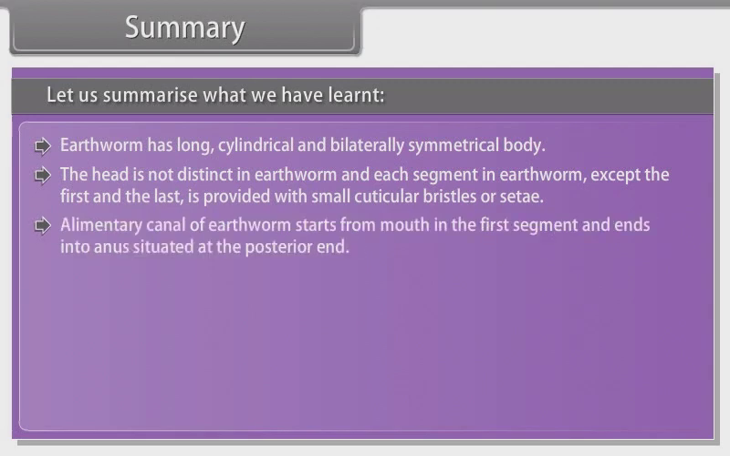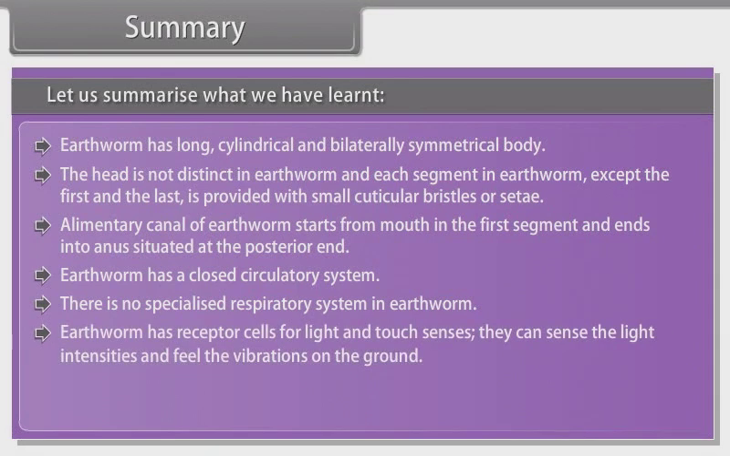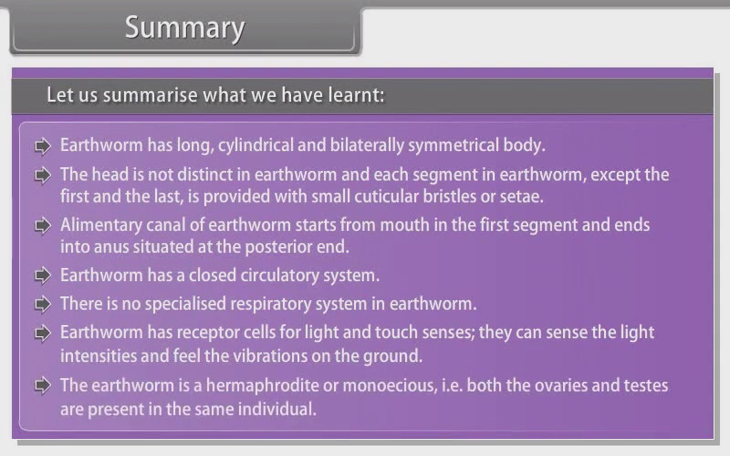Alimentary canal of earthworm starts from the mouth in the first segment and ends into anus situated at the posterior end. Earthworm has a closed circulatory system. There is no specialized respiratory system in earthworm. Earthworm has receptor cells for light and touch senses. They can sense the light intensities and feel the vibrations on the ground. The earthworm is a hermaphrodite or monoecious, that is, both the ovaries and testes are present in the same individual.